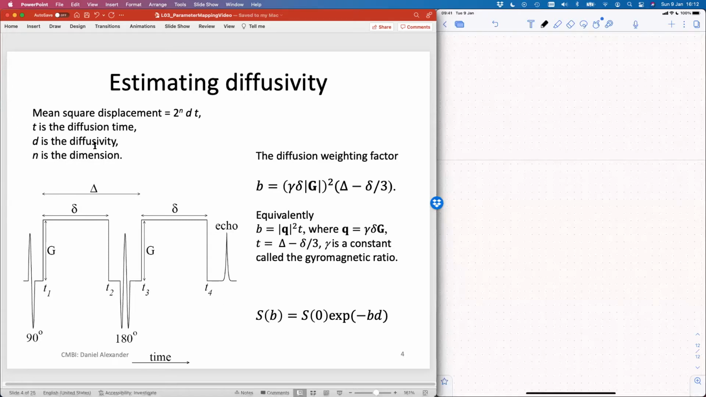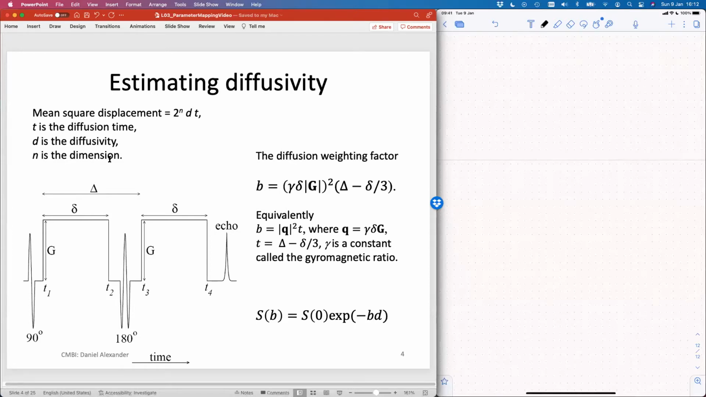And just a very quick reminder about what diffusivity means. For a diffusivity of D, it tells us how far on average molecules will move per unit time. So this is the classical solution to Einstein's diffusion equation that tells us that for a diffusivity of D, the average displacement of a molecule over time t equals this simple expression here. N is the dimension, which is 3 in our case. We're thinking about water molecules dispersing in 3 dimensions.